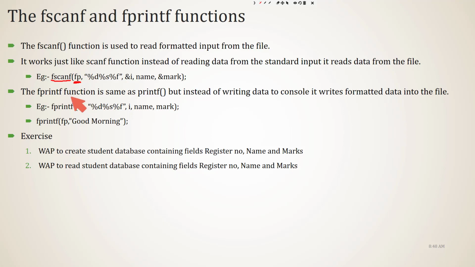Next is the fprintf function. It is the same as printf, but instead of writing data to the console, it writes formatted data to the file. So printf is to write something to the console. Console means the output window. Similarly, fprintf is to write some formatted data to the file.